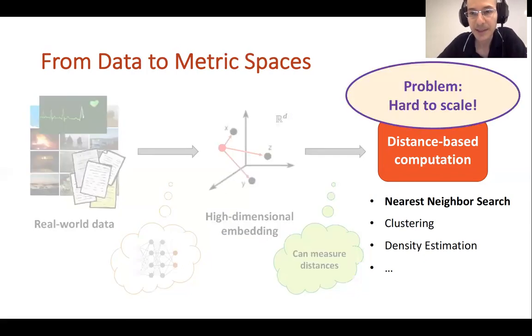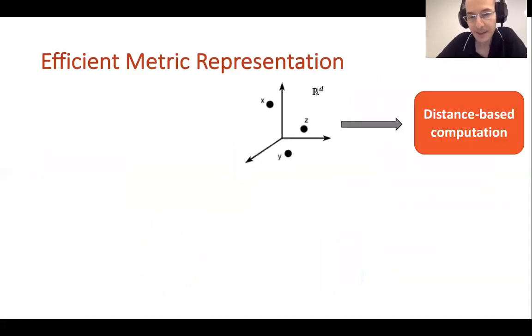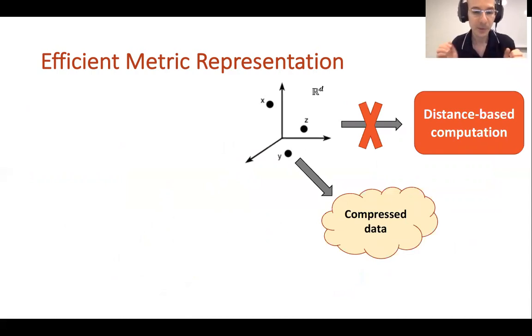But of course, there are scalability issues. Datasets become larger and larger. The dimension also needs to be large to get good accuracy, and this burdens computational resources. So one way to deal with this is by efficient representations of the metric data. What does that mean? It means that instead of directly feeding our points into the algorithm, we are going to introduce an intermediate step where we first compress the data. So we produce some smaller representation of it, and we feed that into our algorithm.